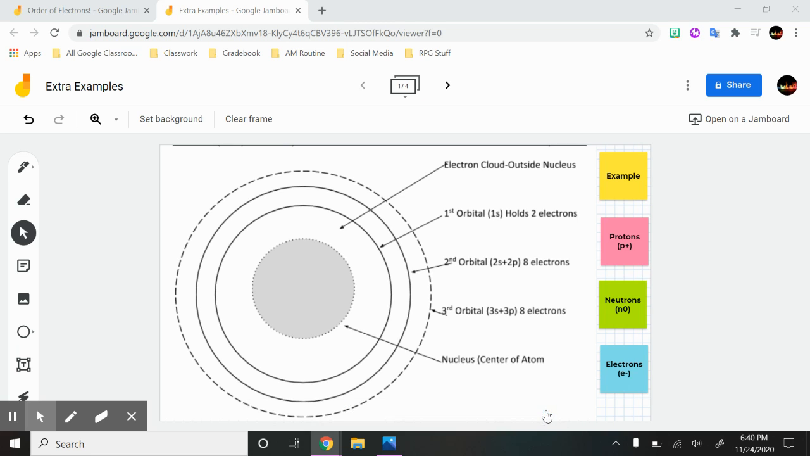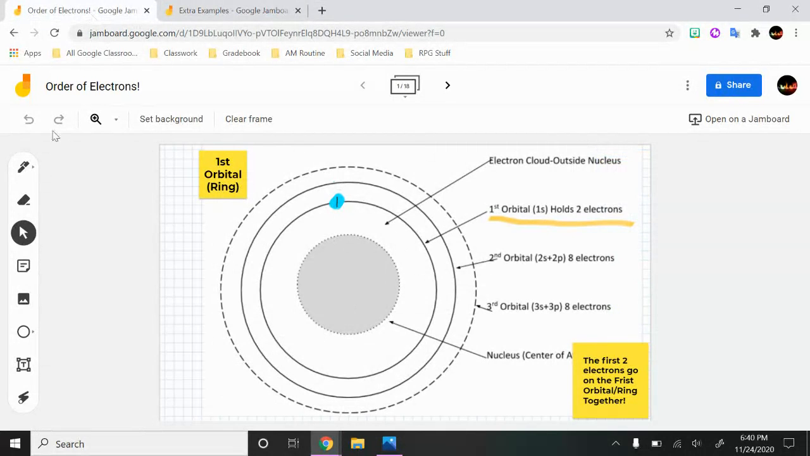Hello everyone. In this video I'm just going to go over a few more examples of how to draw atoms using the Bohr model. The first thing I want to show you is a document I made, and I'm going to attach it in Google Classroom after I'm done making this video. It's going to walk you through the order of the electrons.